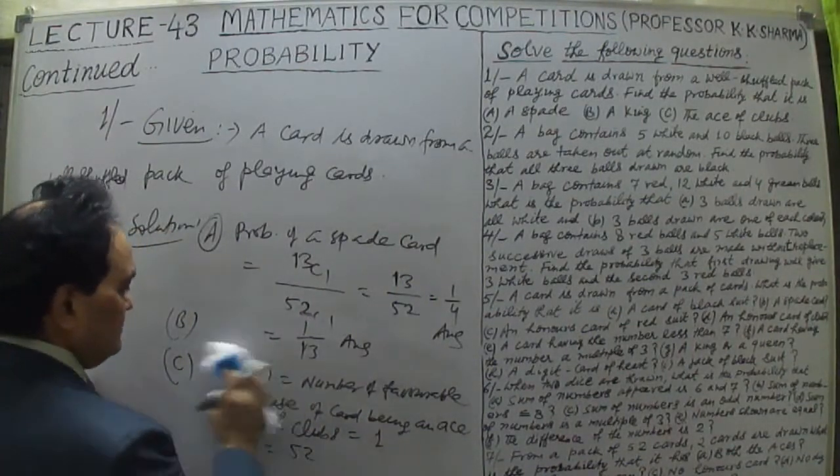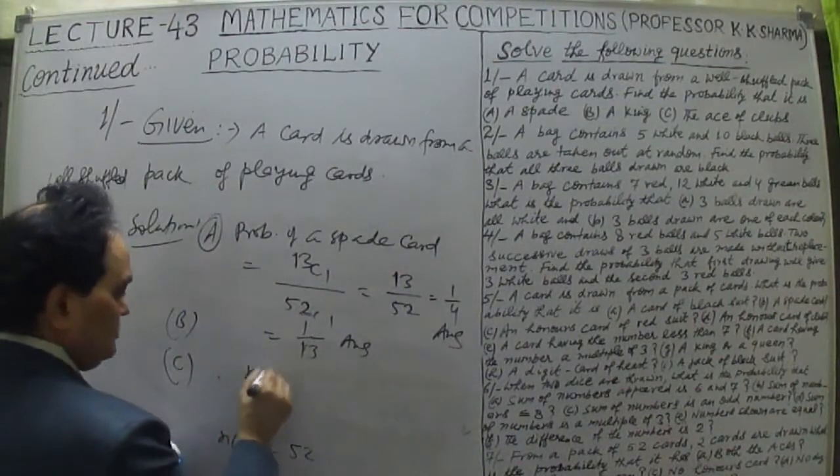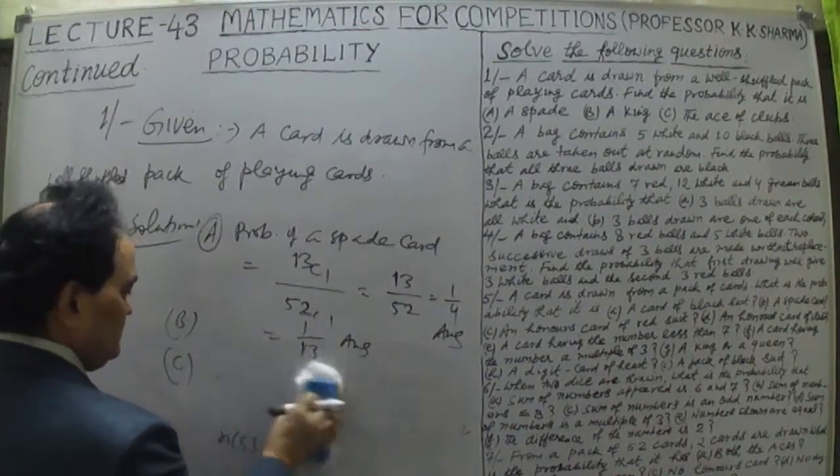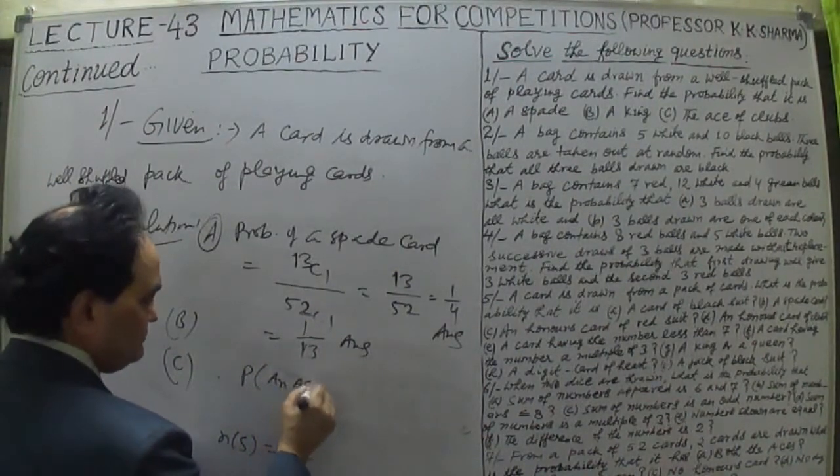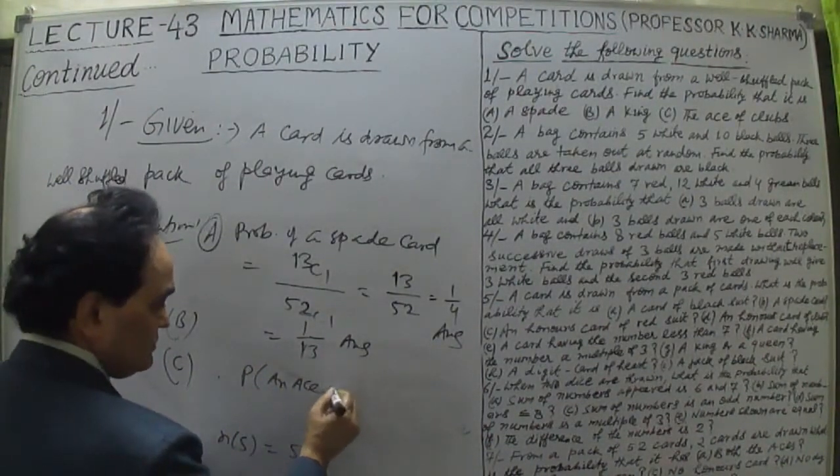Hence the probability in this case, the probability of this event, the probability of an ace of clubs.